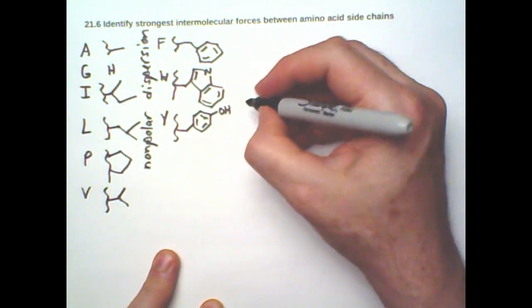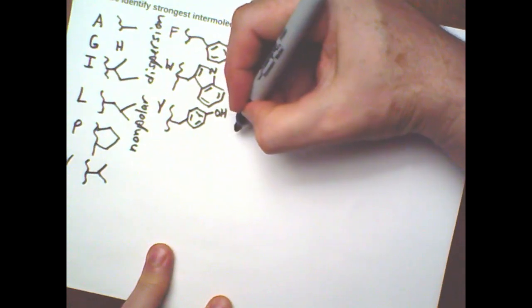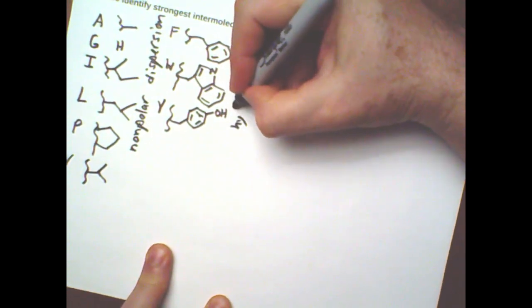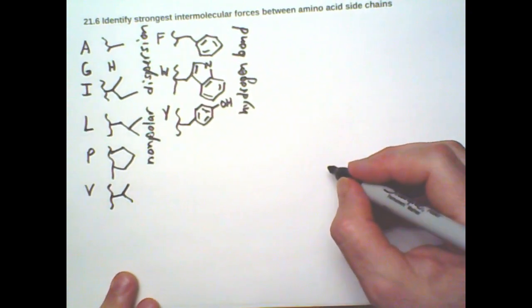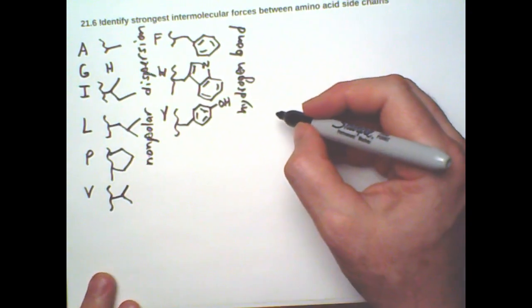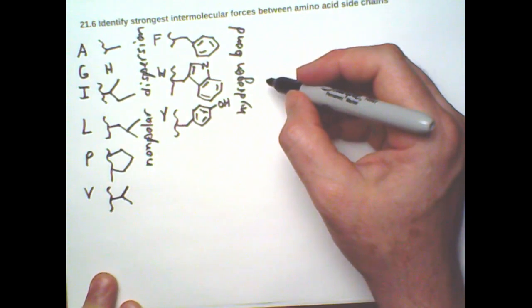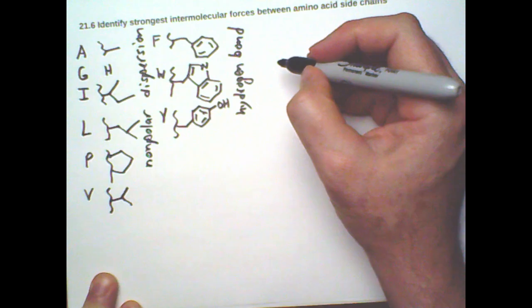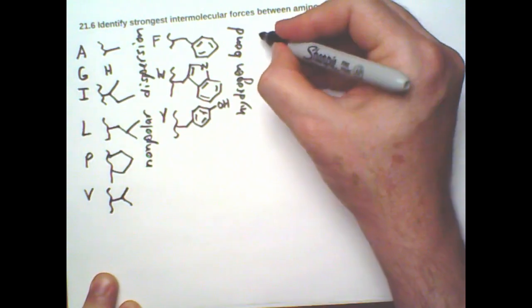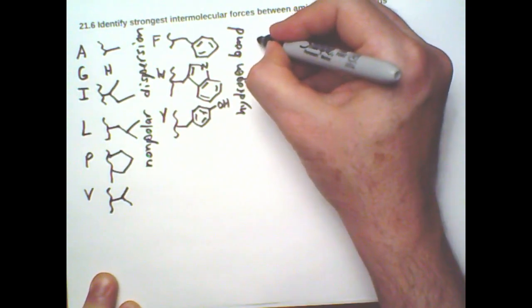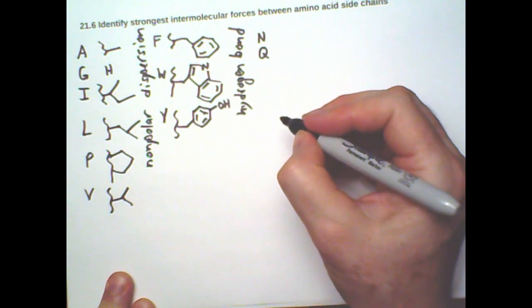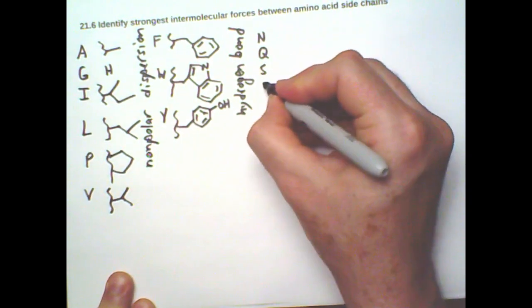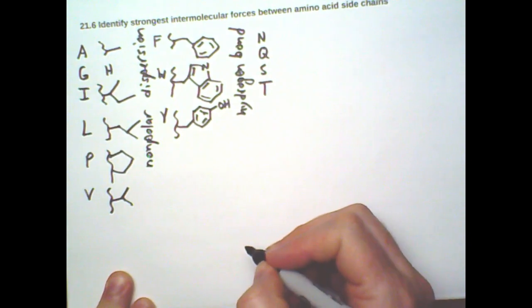We see the hydroxyl group. This can hydrogen bond. And you can look at all your structures. I'm not going to draw them all, but what else can hydrogen bond? We've certainly got the amides, asparagine and glutamine. We've got the alcohols, serine and threonine.